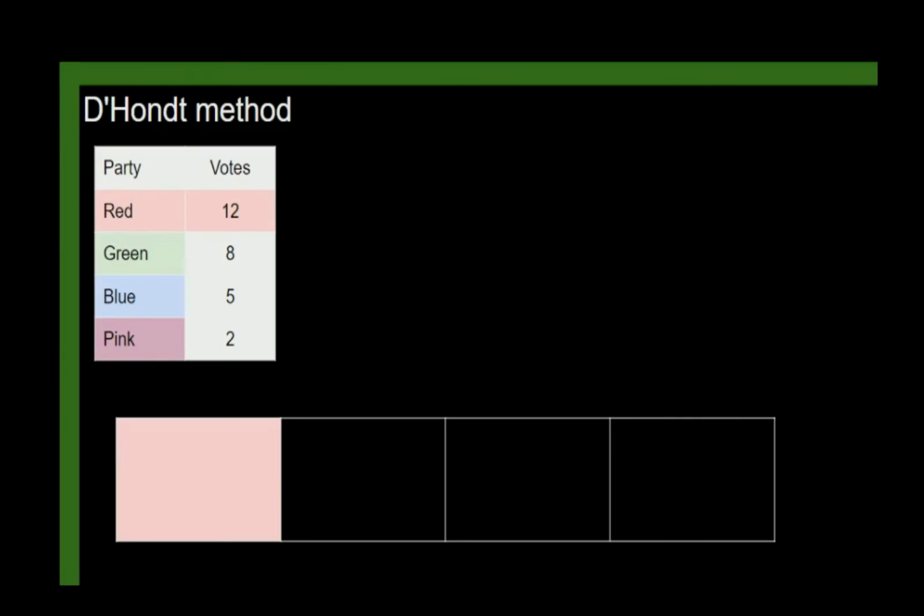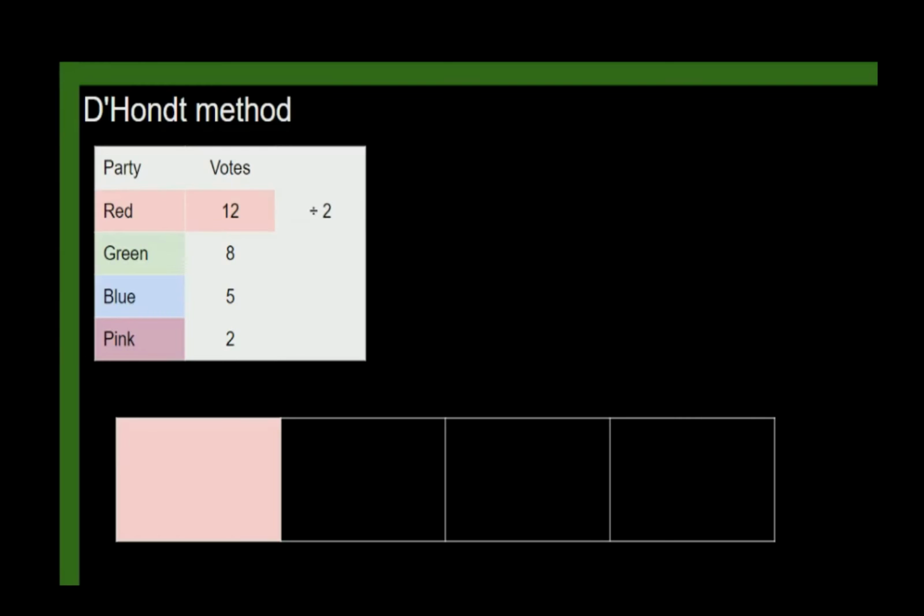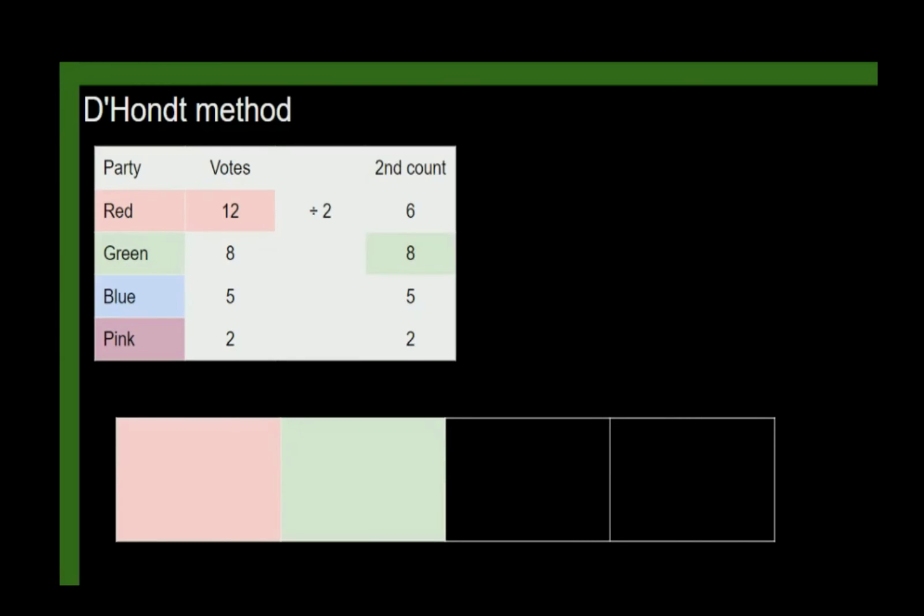Red get the most, so get the first seat available. For the second count, what you need to do is divide the votes by 1 plus the number of seats already won. For green, blue and pink, they don't have any seats yet, so their numbers are not going to be changed. However, the red party already has 1 seat, so their vote count gets divided by 2, giving them the equivalent of 6 votes for the second seat.